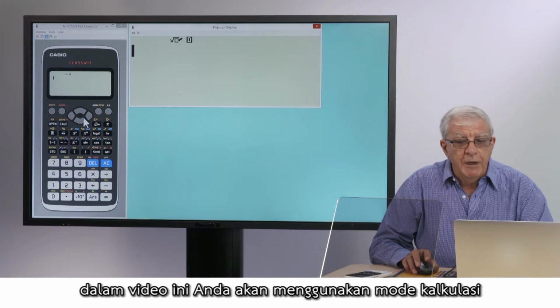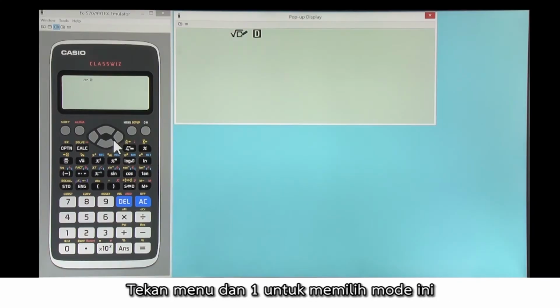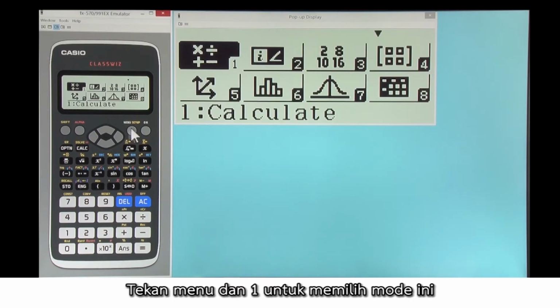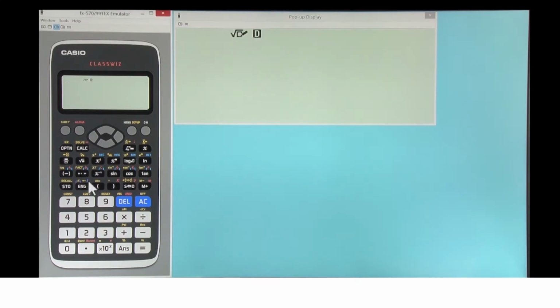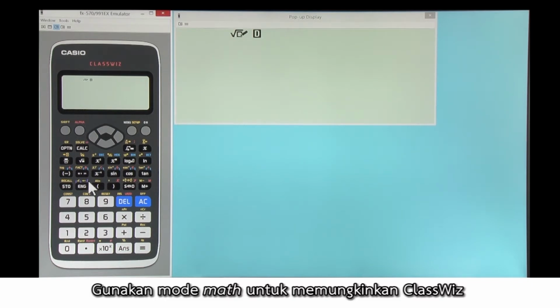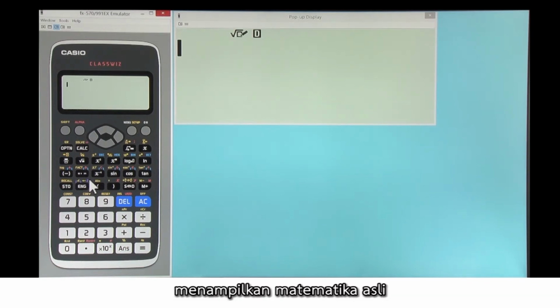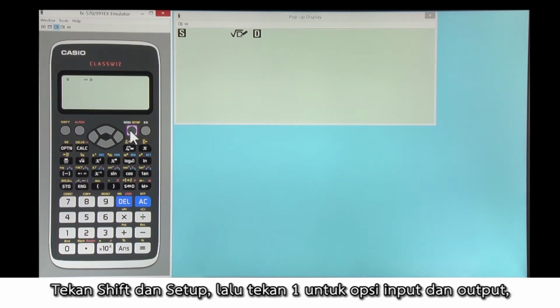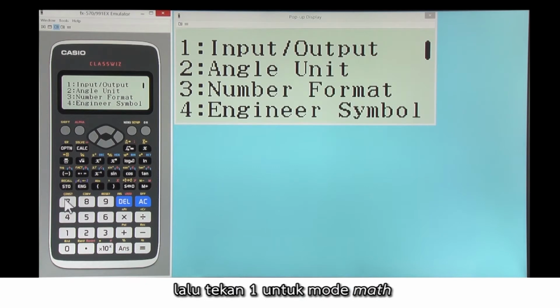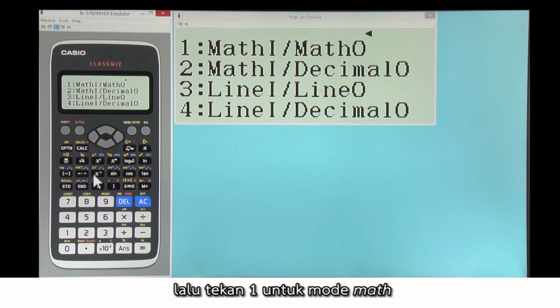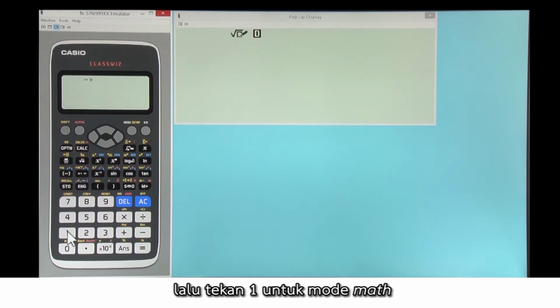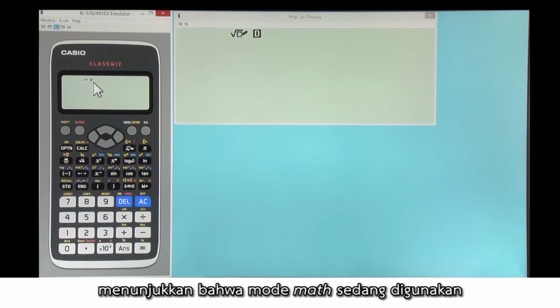We'll be using calculate mode in this video, so we choose this mode by tapping menu and number 1. We use math mode to allow the ClassWiz to use natural mathematical display. So tap shift and setup, 1 for input and output, 1 for math mode. You can see at the top of the screen the small square root symbol shows us that math mode is in use.